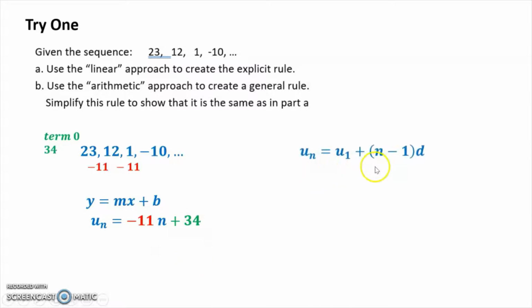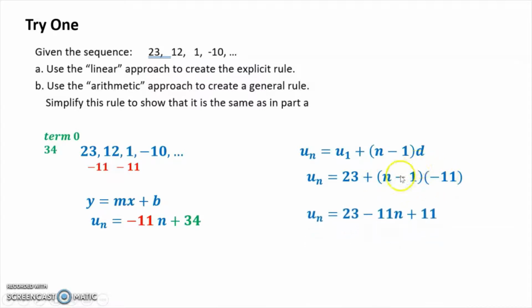Let's try that in the arithmetic approach. u1 is 23. The d value is negative 11. Now it's really important you have the parentheses. I saw a lot of work on the assessment, the formative assessment, where people did not put these parentheses, and then it just looked like minus something at the end. But you need to put the parentheses to show it's multiplied by that value. Okay, really important. So now simplify this.